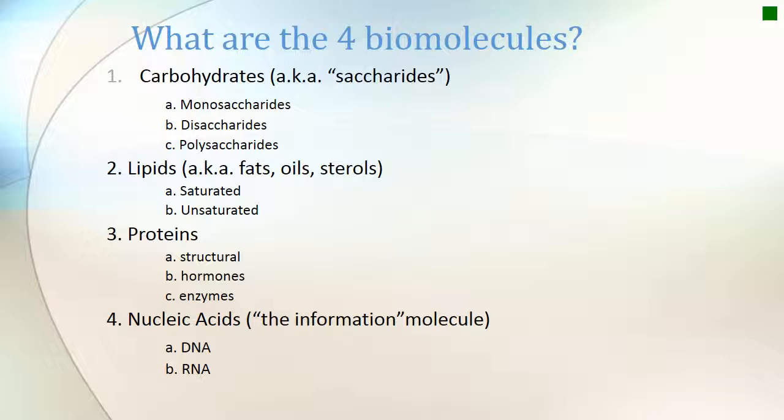So what are those 4 biomolecules? They're carbohydrates, they're lipids, they're proteins, and they're nucleic acids. Those are the 4 that you need to know. Particularly carbohydrates, they're known as saccharides. The 3 subcategories that we'll talk about: monosaccharides, disaccharides, and polysaccharides. We'll also discuss lipids. They're known as fats, the oils, the sterols, and the steroids.